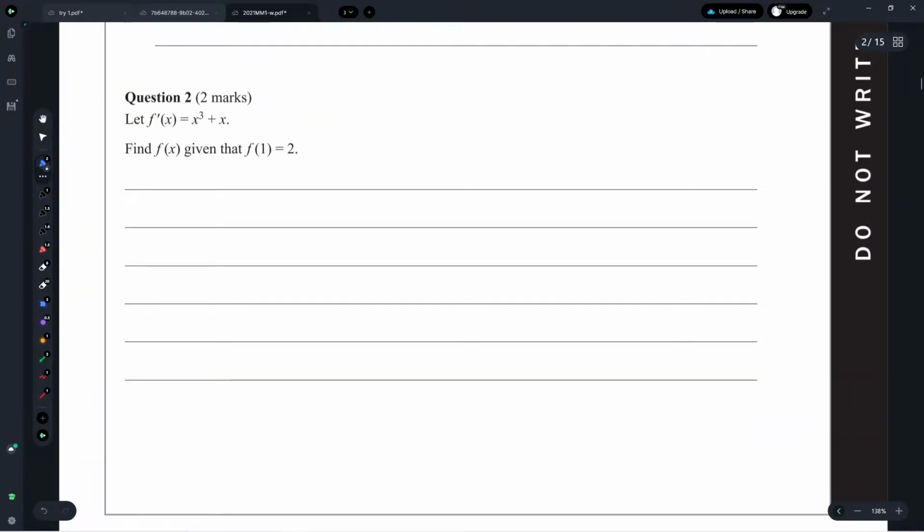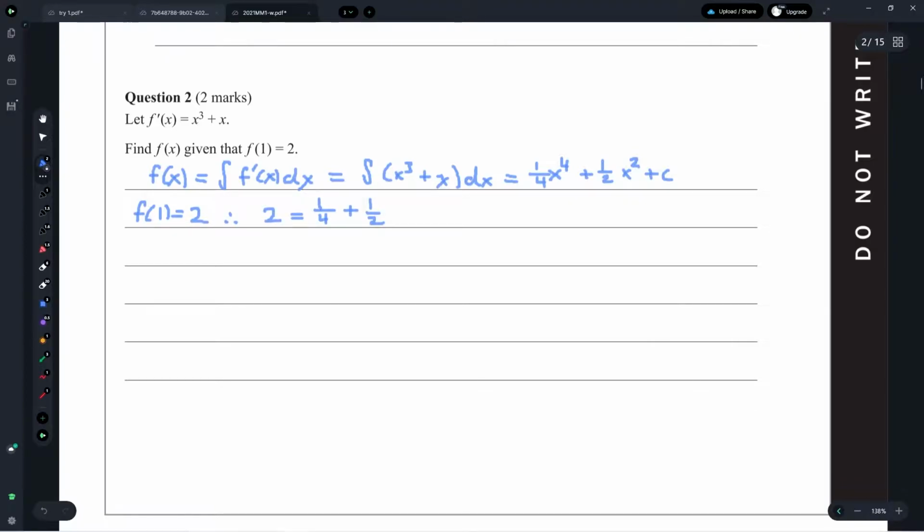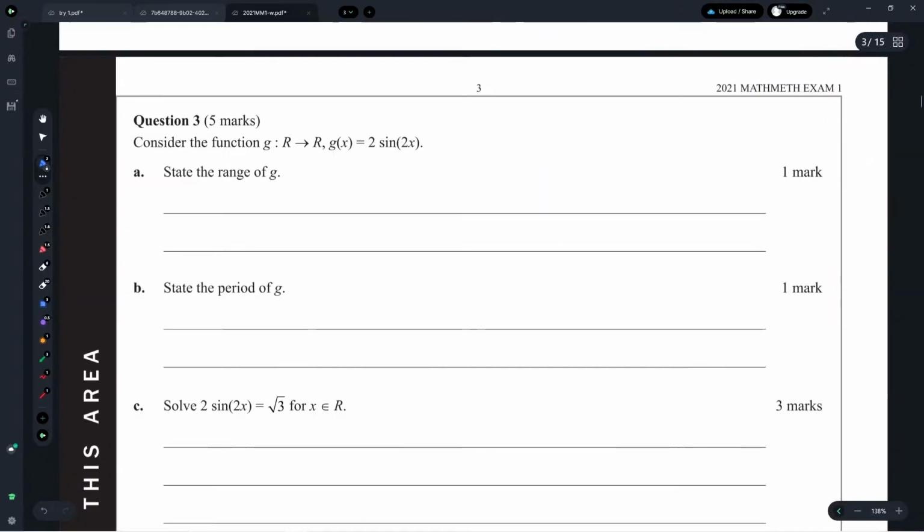For this question, we're given the derivative equation, so we need to find the original equation, and we're given the information that f(1) equals 2. So basically, we integrate the derivative equation to find the original equation, and we're left with a plus c. And that plus c is important because we have to find it. And then I forgot to plug the c value back in to get the complete original equation.